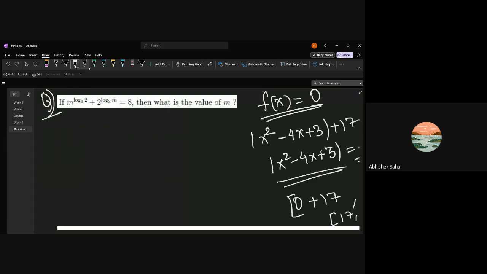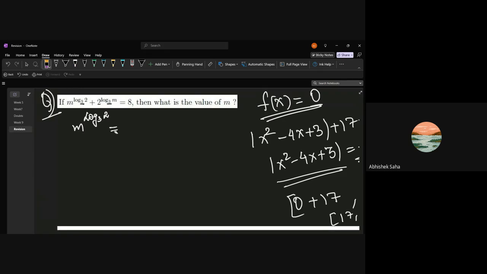So here you can see this question. We have the same base, right? 3, 3. The base is the same. So what can we do? Okay, let's think about these functions. m log 3, 2. Let's think about this function. What can we do with this function?